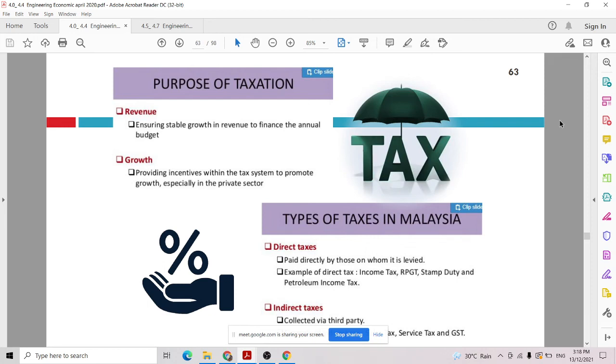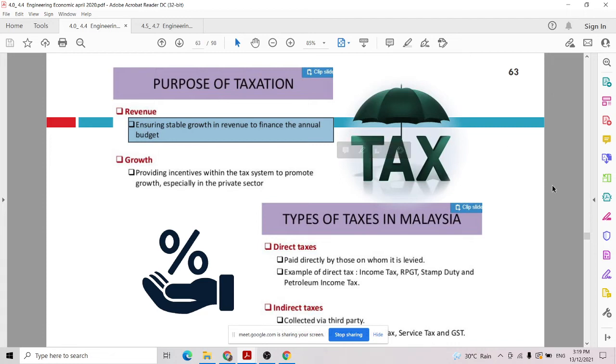So what is the purpose of taxation? Basically, it is to ensure stable growth in revenue to finance the annual budget. The country's government needs to allocate a budget to sustain the development of the country, and about 50% of that budget comes from taxes.